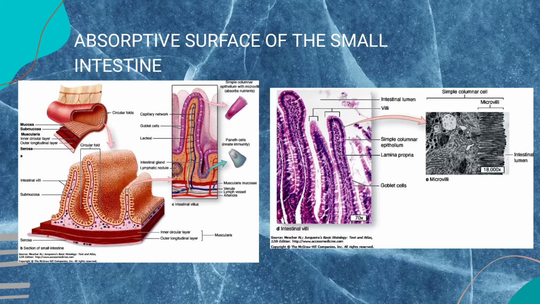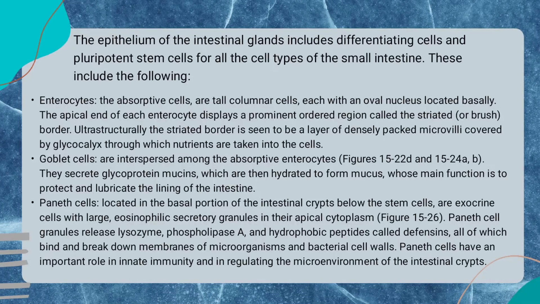Now, we have here the epithelium of the intestinal glands, which includes differentiating cells and pluripotent stem cells for all the cell types of the small intestine. These include the following. First, we have here the enterocytes. The absorptive cells are tall columnar cells, each with an oval nucleus located basally. The apical end of each enterocyte displays a prominent region called the striated or brush border. Structurally, the striated border is seen to be a layer of densely packed microvilli covered by a glycocalyx through which nutrients are taken into the cells.